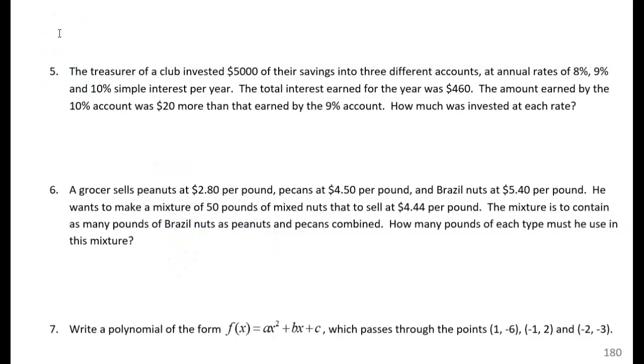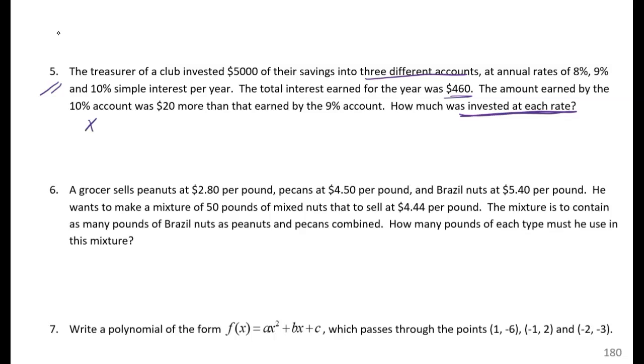So if you look at number 5, it says the club invested $5,000 into 3 different accounts, all right? And then it talks about the percentages of interest in each of the accounts, and then it talks about how much interest was earned, and then it gives you some specifics about that third account and how that was set up. And then you'll notice here at the very end it says how much was invested at each rate. Okay, well, remember there are 3 accounts. So they're looking for the amount that you put in each of the 3 accounts. So that's probably going to be 3 variables, right?